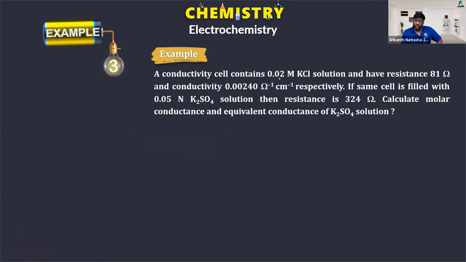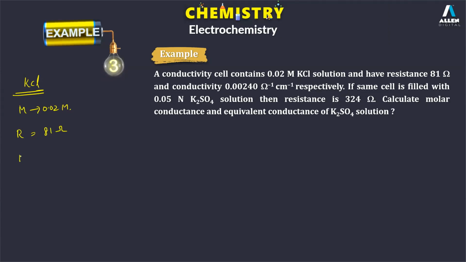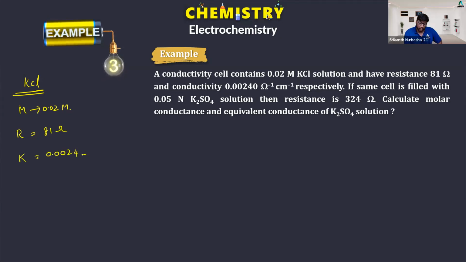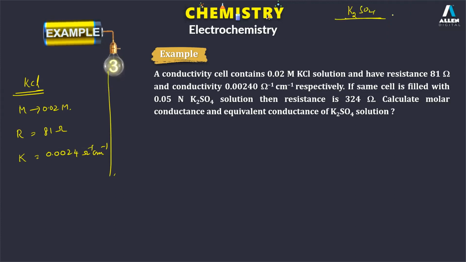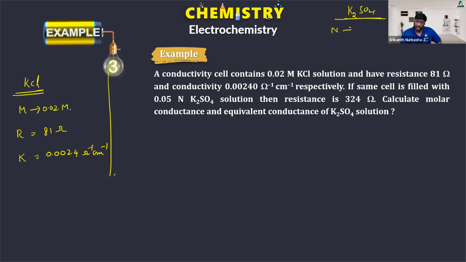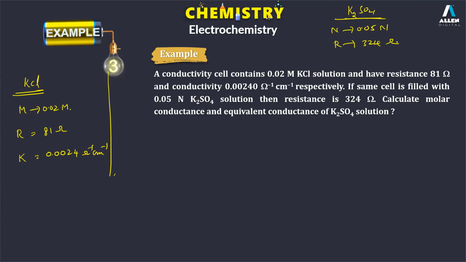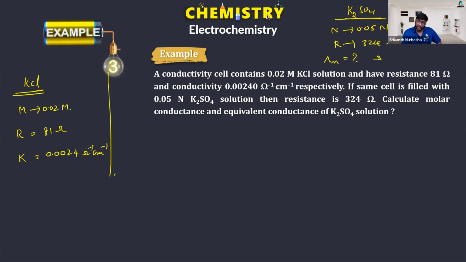A conductivity cell contains 0.02 molar KCl solution and has a resistance of 81 ohm and conductivity 0.00240 ohm inverse cm inverse. First, KCl solution. Molarity 0.02 molar. Resistance R is 81 ohm. Conductivity K is 0.0024 ohm inverse cm inverse. Now the same cell is filled with K2SO4, 0.05 normal. Resistance is 324 ohm. Calculate molar conductivity and equivalent conductivity.